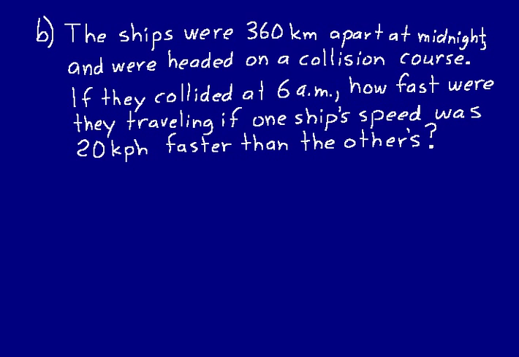The ships were 360 kilometers apart at midnight and were headed on a collision course. If they collided at 6 a.m., how fast were they traveling if one ship's speed was 20 kilometers per hour faster than the other's?